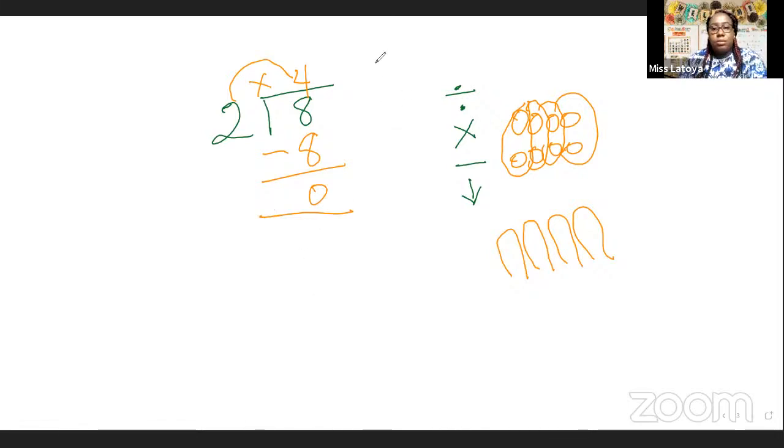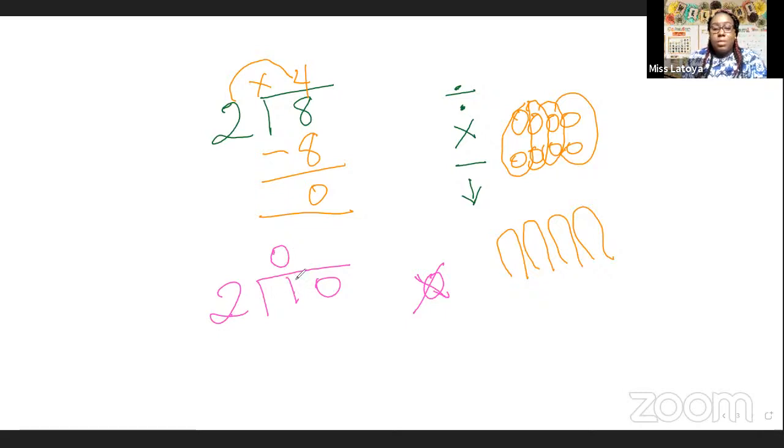Let's do a next question. I'm going to say 2 into 10. 2 into 1 is 0. Now I'm going to say 2 into 10. Okay? 2 into 1 is 0. This question is asking me, if I have 1, how many groups of twos can I get from this? I cannot get any groups of twos from this. So my answer is 0. 2 can go into 1 0 times.